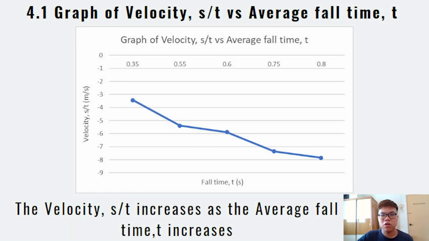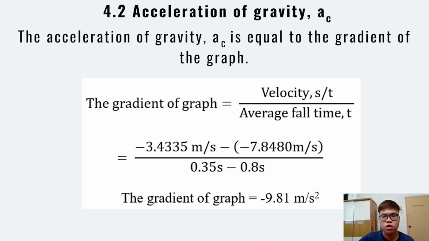Next is the graph of velocity versus average fall time. As shown in the graph, the magnitude of the velocity increases as the average fall time increases. Next is the acceleration of gravity, AC. The acceleration of gravity is equal to the gradient of the graph. To calculate the gradient of the graph, we have divided the velocity by the average fall time.